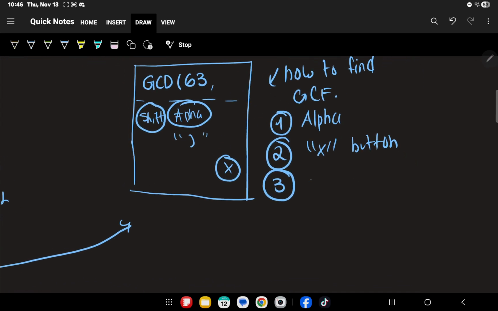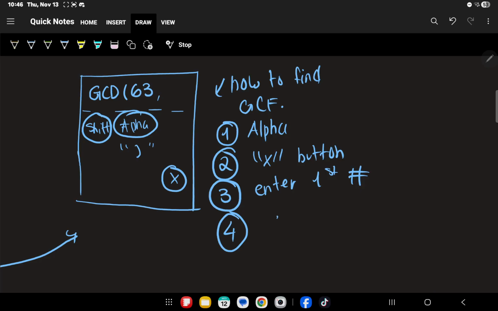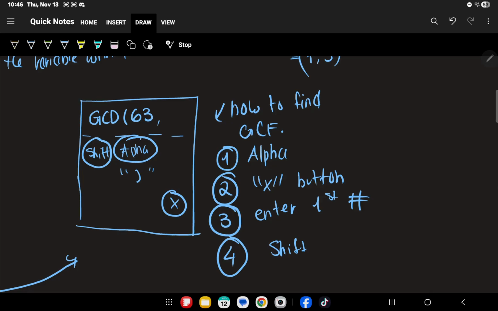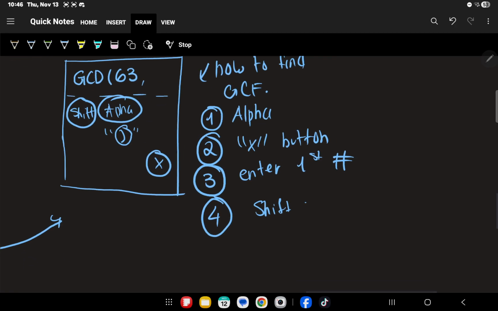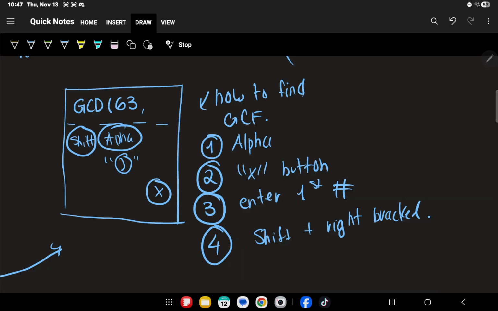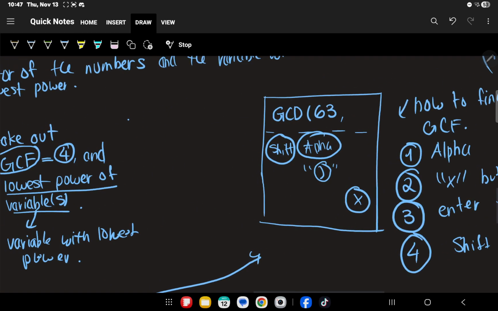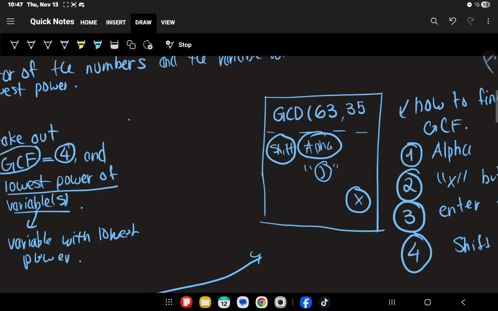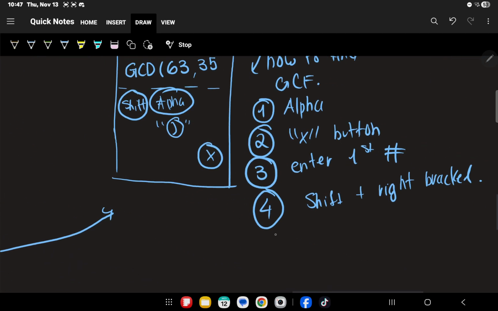Alright. So now step 3, enter first number. And step 4 is that you click shift, and then the right parenthesis. Shift plus right bracket. So it's going to give you a comma, and then you enter your second number. In this case, it's 35.